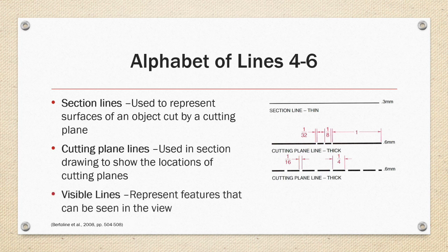The sixth and final line type on this slide is the visible line, which occurs as a thick solid line to define the visible edges of the object depicted in the view. The visible line type is intended to be graphically the boldest line on the sheet, so the edges of the object are clearly differentiated from other line types.